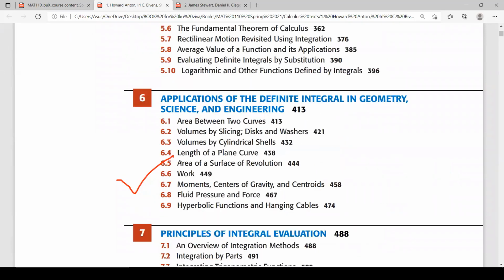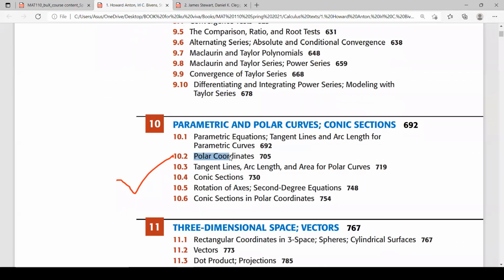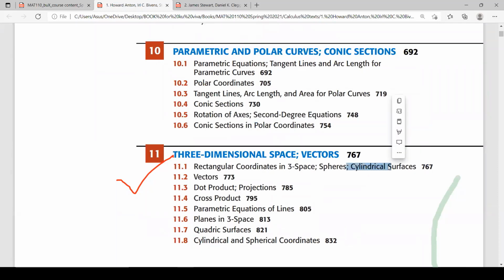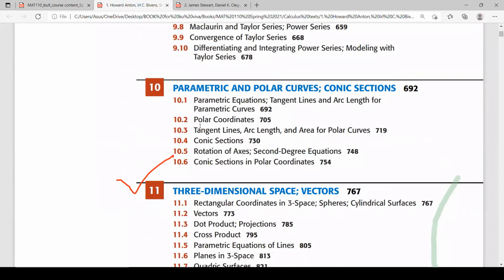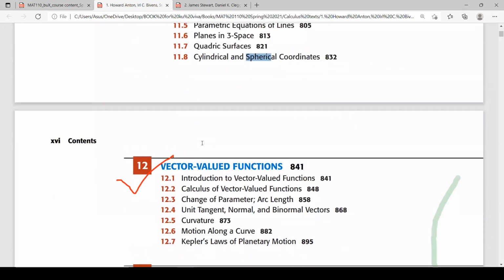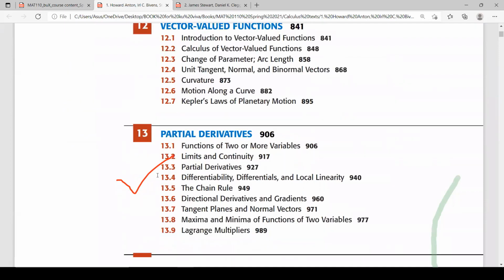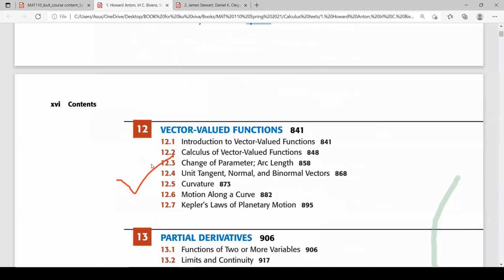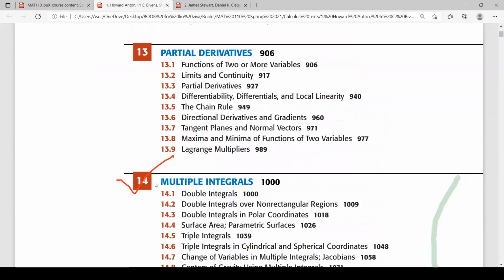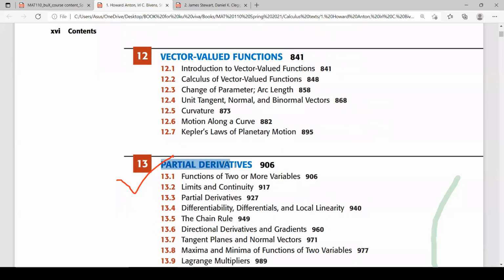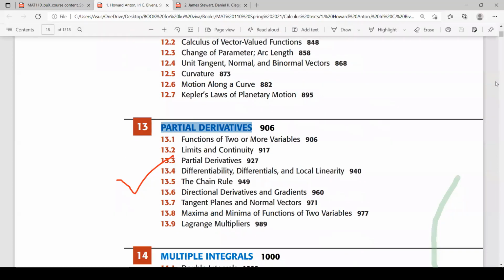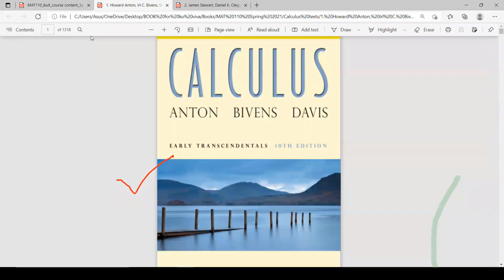Then we'll focus on chapter 10 for coordinate geometry. You can see polar coordinate is here. We have cylindrical coordinate. We have a spherical coordinate. So chapter 10 and 11 are in your syllabus. And then you know that we have a part that is known as vector calculus. So vector calculus will be found in chapter 12 and in chapter 15. After chapter 12 and 15, we will focus on also this one, chapter 13, partial derivatives. So these are the things that we can go through from this book.